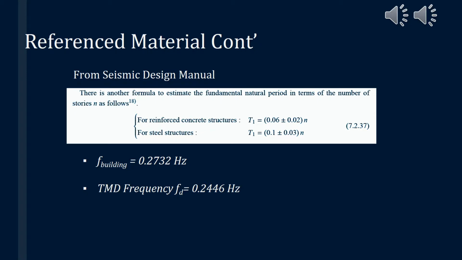The ASCE manual recommends using Formula 7.2.37 to estimate the fundamental natural period based on what type of building materials and how many stories the structure has. We know that the One Rincon Tower has a total of 61 stories and is a concrete structure. So we calculated the natural frequency to be 1.7167 radians per second, or 0.2732 Hz. Now we can calculate the required frequency of the tuned mass damper by applying the tuned frequency formula. From this, we find that the necessary TMD frequency is 0.2446 Hz.